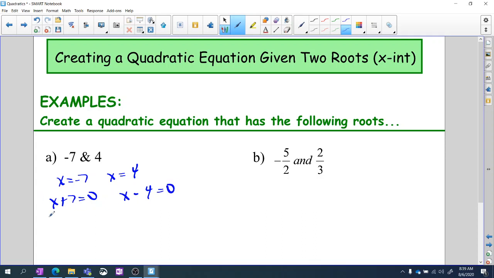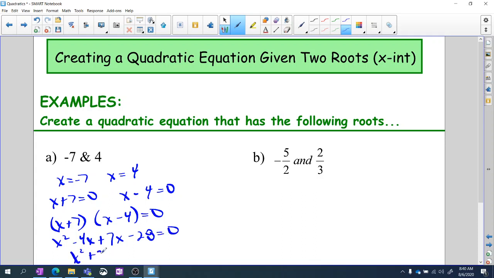So now you multiply these together. You're going to get x squared, take away 4x, plus 7x, subtract 28 is 0. x squared plus 3x minus 28 would have to be 0. This quadratic would have those solutions.